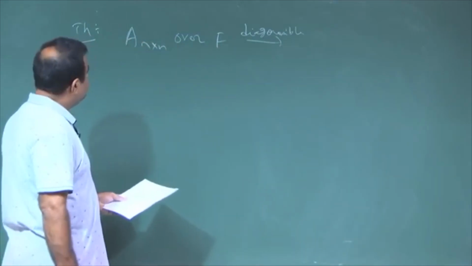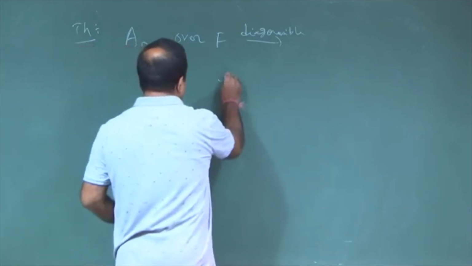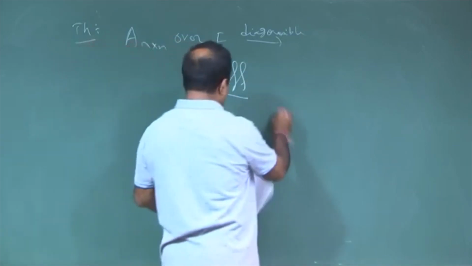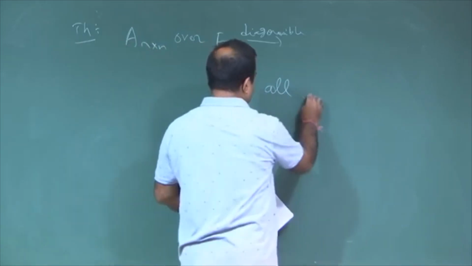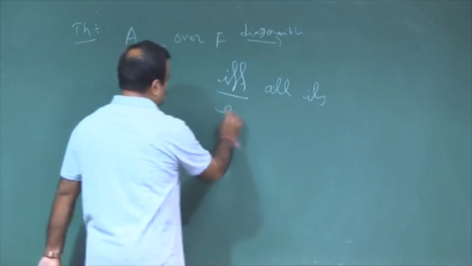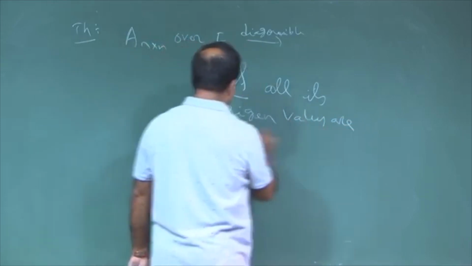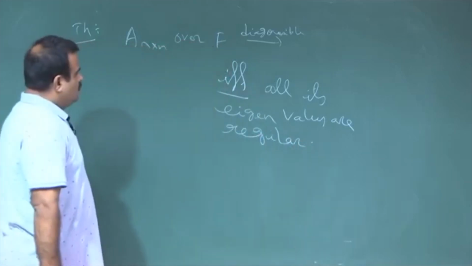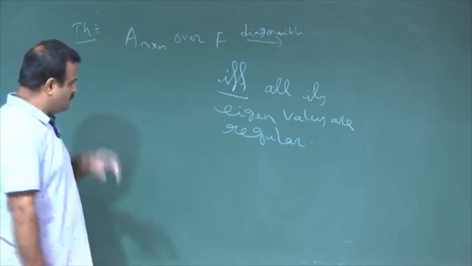So, A is diagonalizable if and only if, this is a necessary and sufficient condition, all its eigenvalues are regular. So, what do we mean by regular? We know the definition of regular.